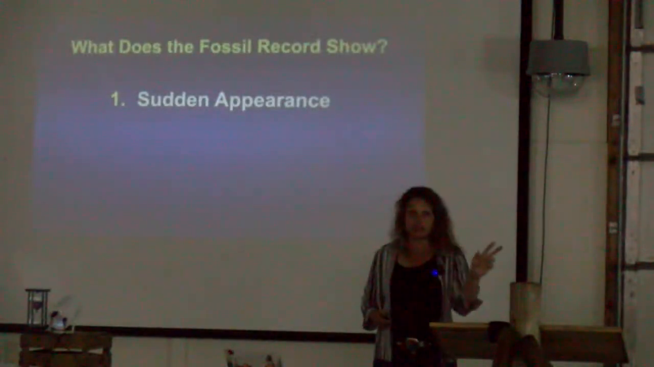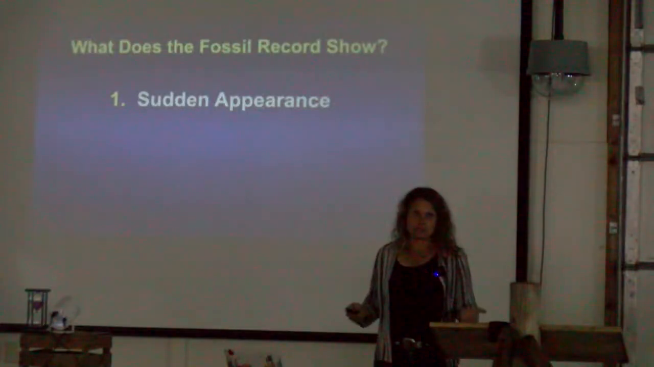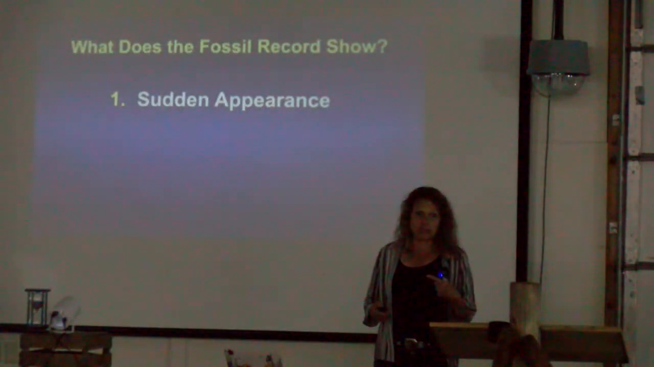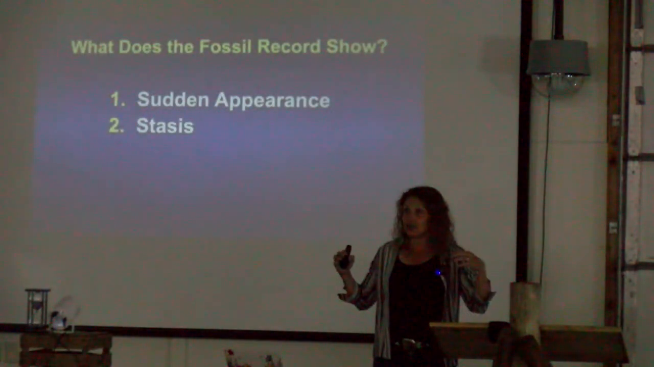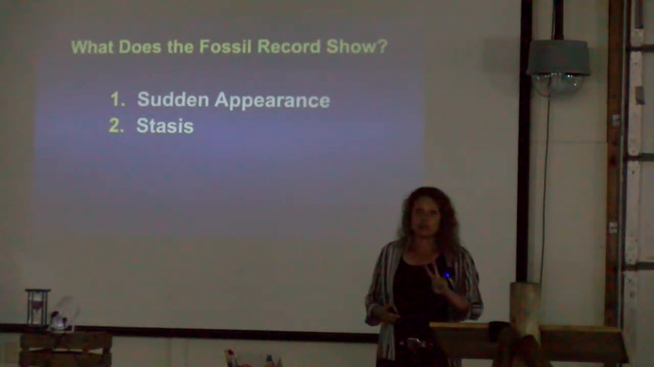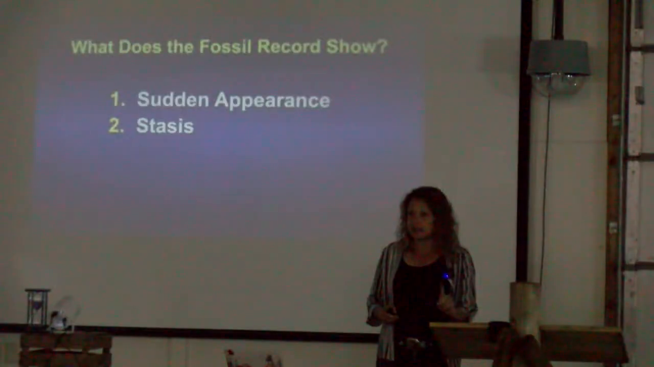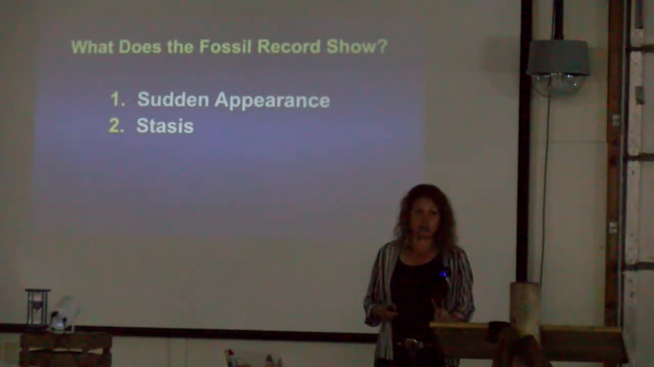Okay, so what does the fossil record actually show? Two things you need to keep in mind, and all the secular scientists and evolutionists also believe this. This is what they have come up with: sudden appearance of all the organisms and what's called stasis, which is just everything is created kinds. It stays the same. Those two things, sudden appearance and stasis. That is what the fossil record shows.